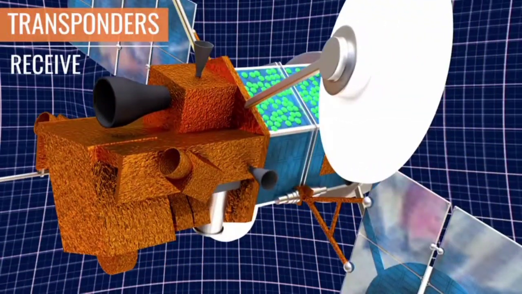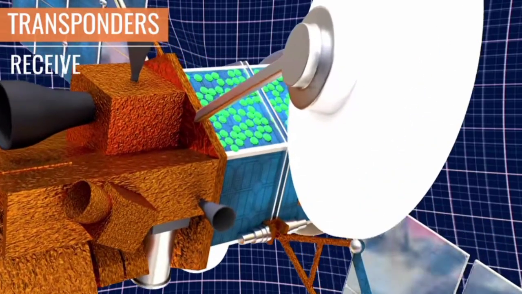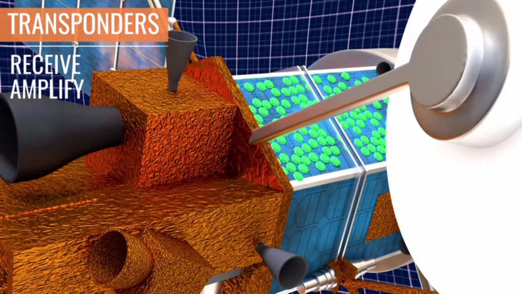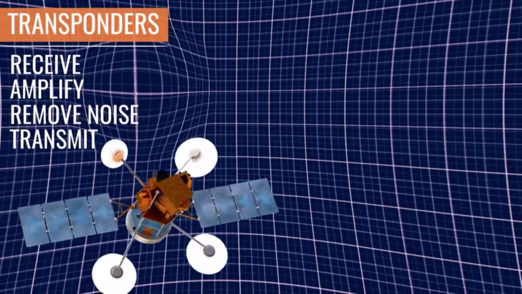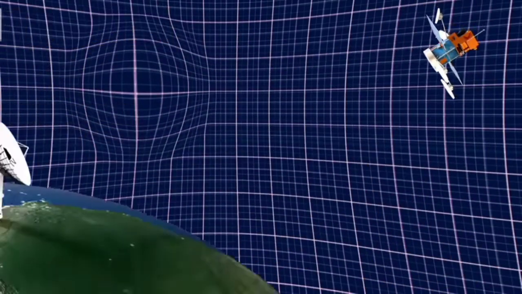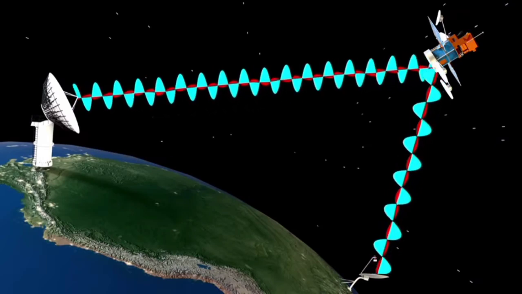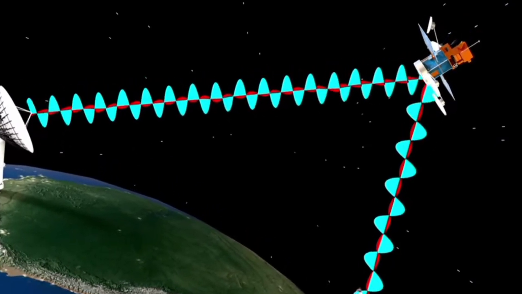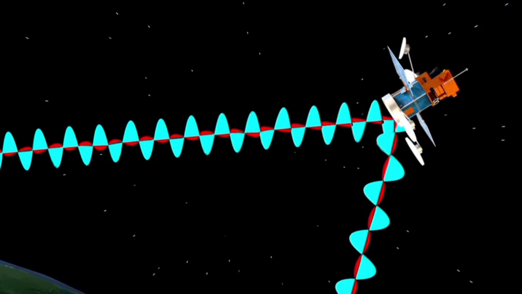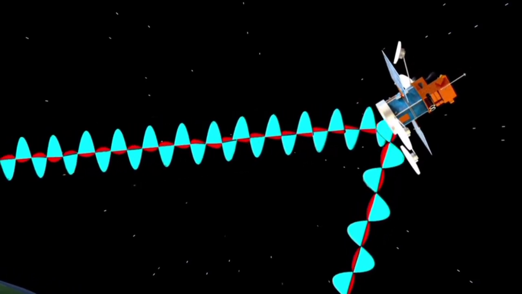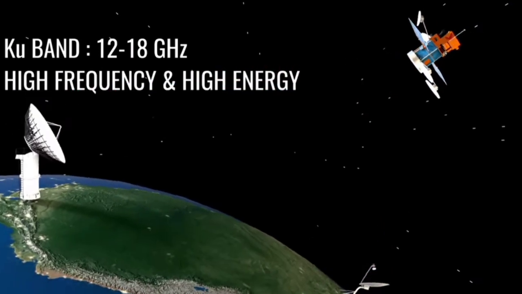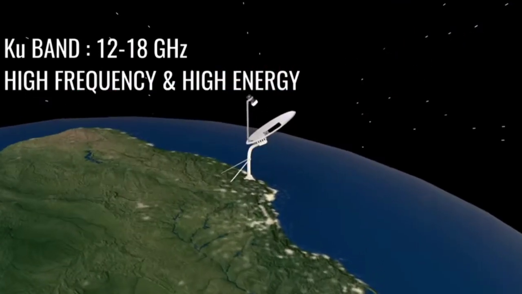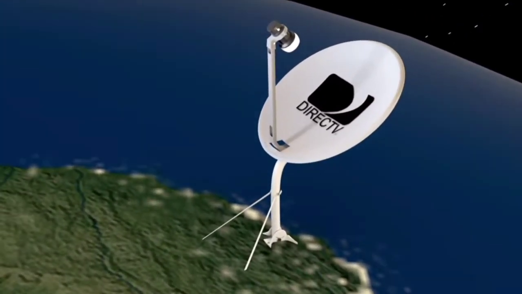The transponders receive signals from the base station at one frequency, amplify the power of the signal, remove any noise, and transmit it back to Earth at a different frequency. The uplink frequency is always higher than the downlink frequency. You can see antennas of different frequency bands. For DTH, the Ku band frequency is generally used. These Ku band signals have good power, which allows a smaller size receiver antenna.